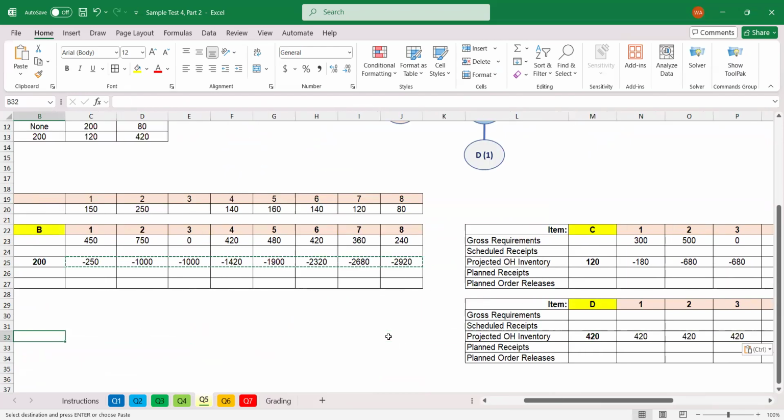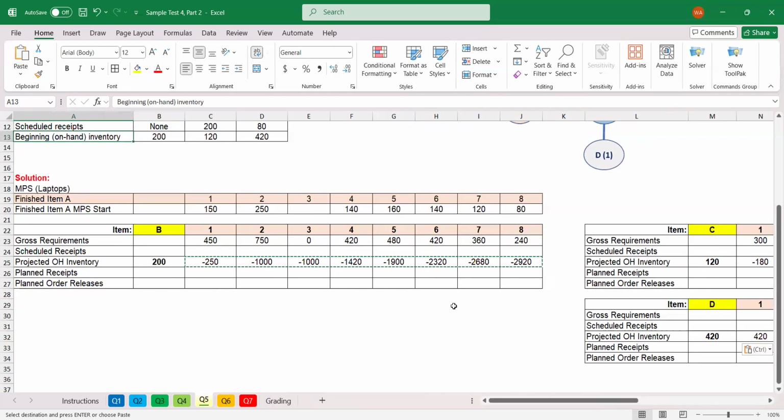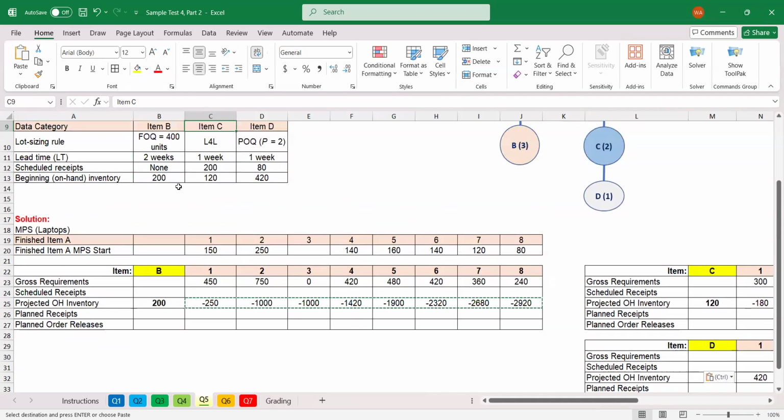All right, let's go back to B. I notice we have a negative 250 here. So that means we're going to need additional inventory. And we need to get this out of our negative status. So let's go and see what type of lot sizing rule we have. The lot sizing rule here is a fixed order quantity of 400 units. So we're going to need to place an order for at least 400 units. And the very next week, we are short of inventory. If we ordered 400, that wouldn't be enough.